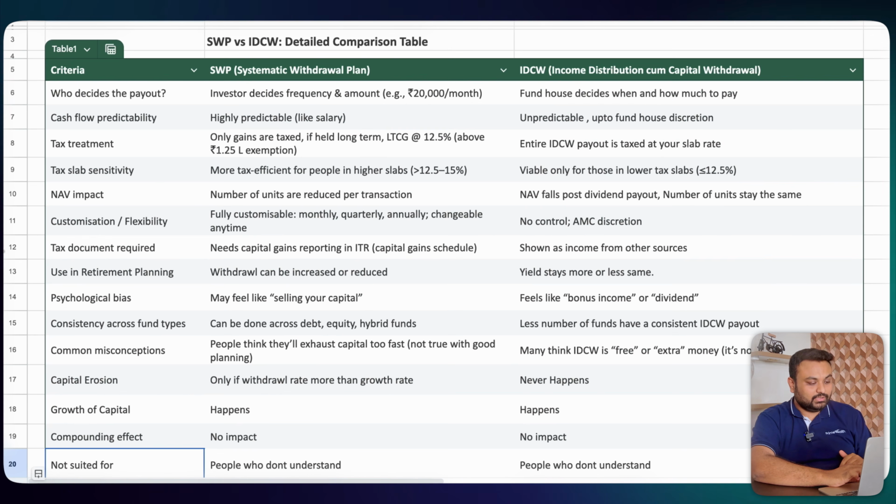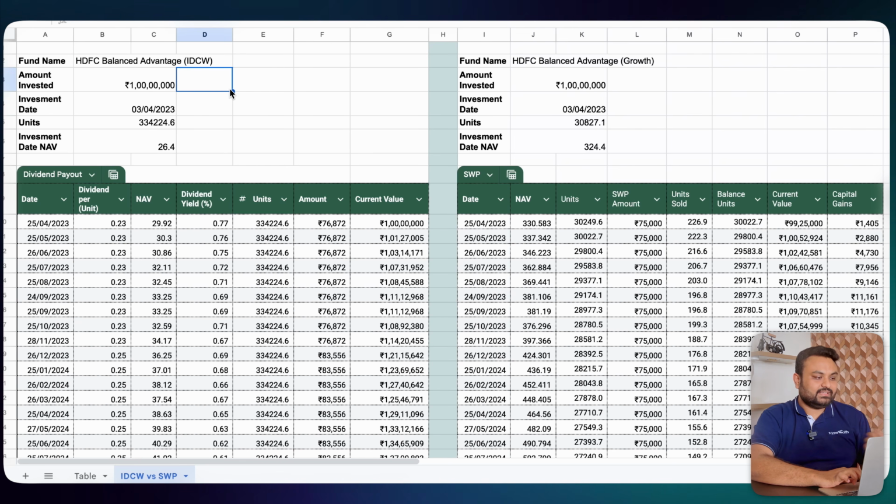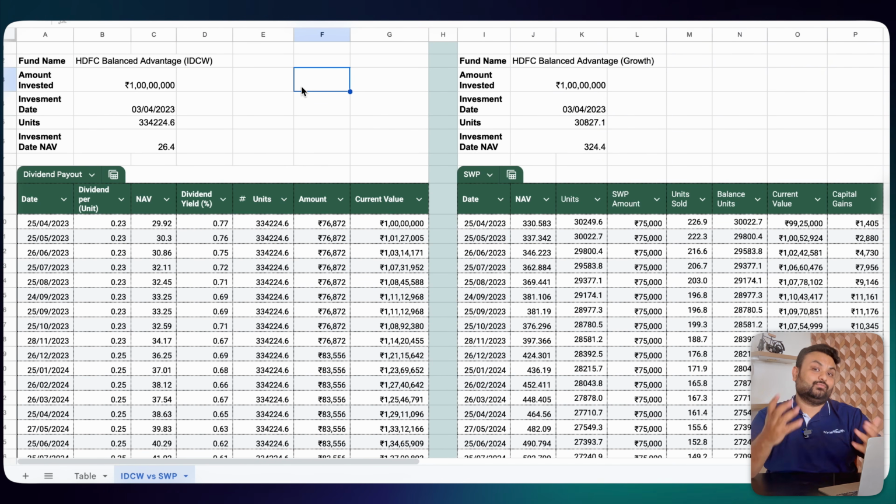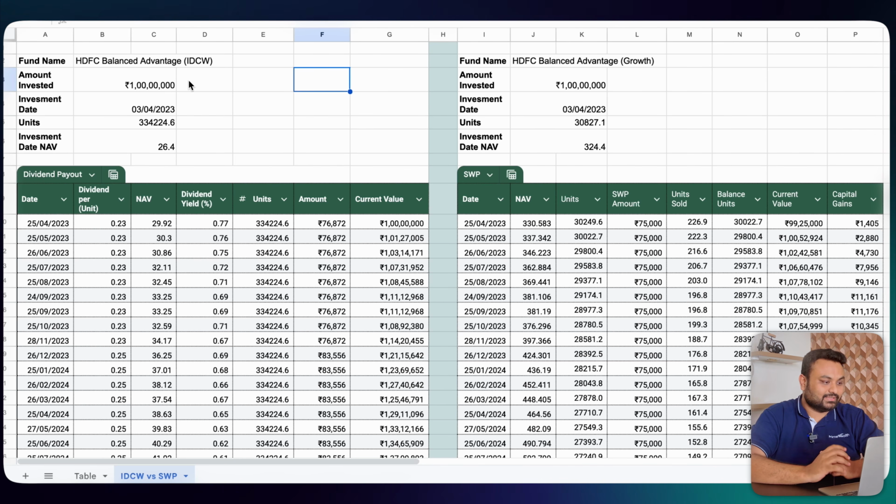And now let me bring you to a real scenario with real numbers. In this case, I have taken a very well-known, very renowned mutual fund, a mutual fund which has more than 1 lakh crore and has a very consistent history of giving dividends to its clients. The fund's name is HDFC Balance Advantage Fund.